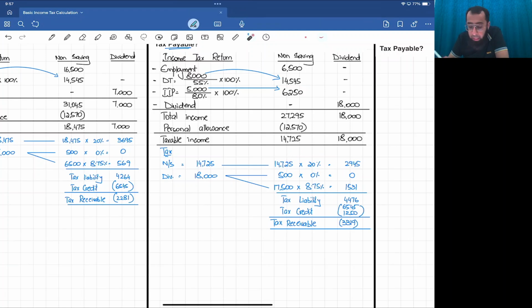37,700 is the basic rate band. First goes at 20%, then dividend 500, always at 0%. Then 17,500 at 8.75, which is the basic rate, and just the tax credits.